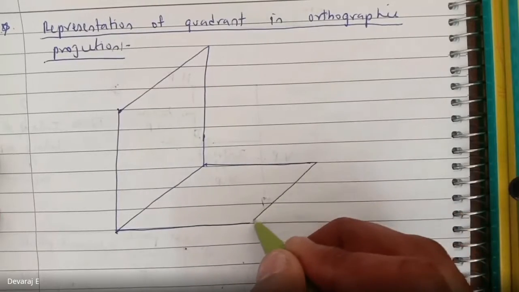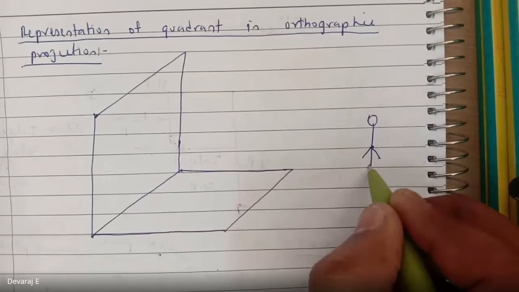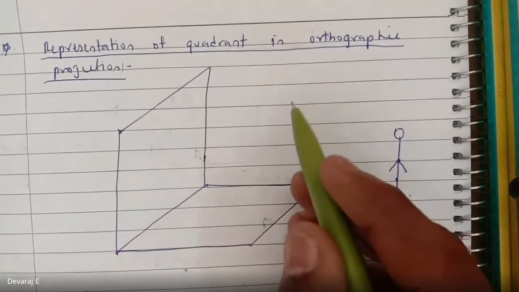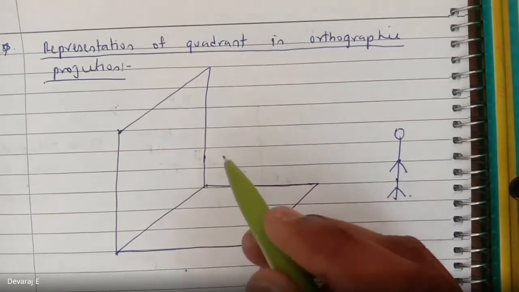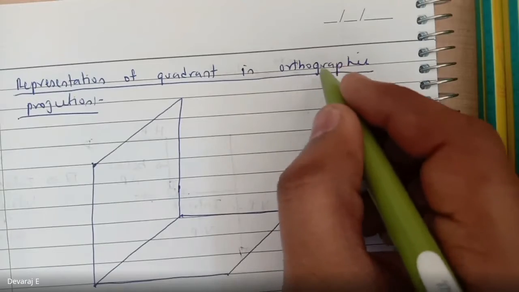Right, this is the first quadrant, right, students? The observer will be here. See, all these problems or concepts, we are trying to analyze with respect to orthographic. You know, right, what is orthographic view or orthographic projection?